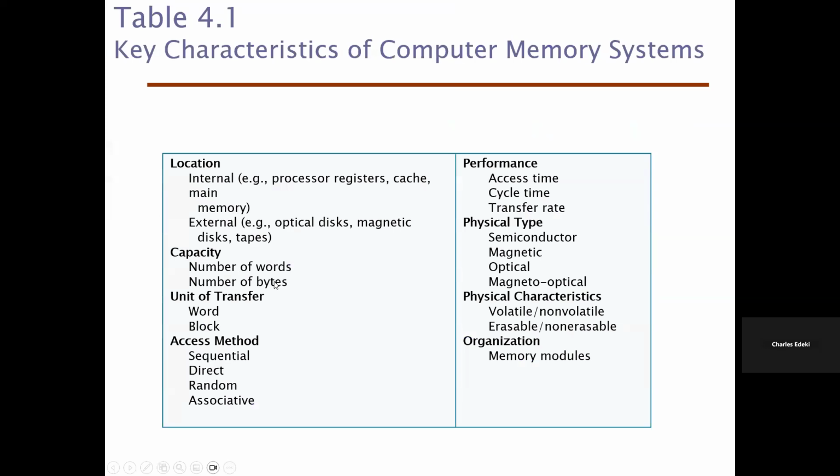This is straight from the textbook also. Here we have table 4.1, which means chapter 4, the key characteristics of computer memory systems. We can see it is the same as the previous slides, but with a few things added. Location is very important. Normally it's internal, for example the processor registers, cache, or main memory. The external ones are optical disk, magnetic disk, and also tapes.